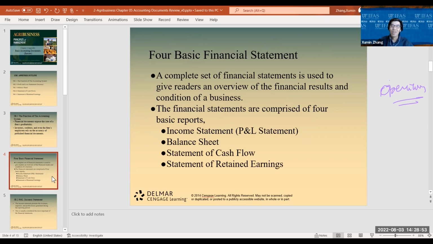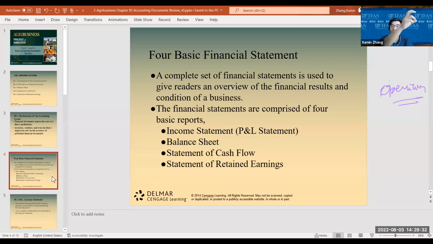What are the purposes, the goals, or the functions of those financial statements? We will only talk about the four. Actually, I only want to review the two most important statements, but you need to know there are four basic reports. Sometimes they say five, but it doesn't matter. The first is the income statement, or P&L statement, profit and loss statement. The second is the balance sheet.